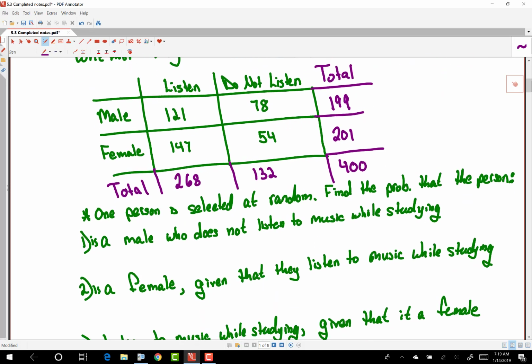Okay. Now we're going to answer some questions about this. First of all, it says one person is selected at random. Take note of that, because when we get to the multiplication rule, we're going to look at when more than one person is selected. But right now, it's still one person selected at random, and we want to find some different probabilities. The first one says, is a male who does not listen to music while studying. Now, this is not a conditional probability because we're not given any condition. We could have done this problem in the last section. So we're looking for the probability of a male who does not listen.